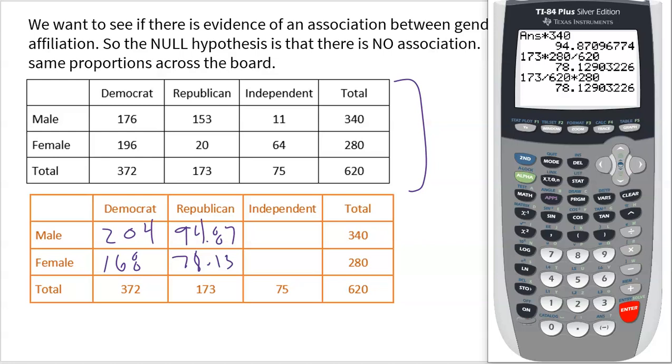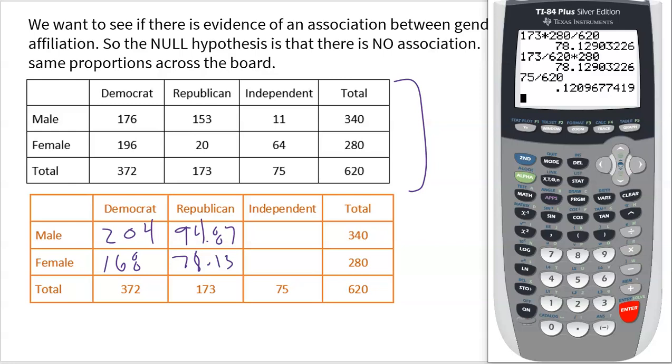All right, let's move on to independence. So again, 75 out of 620. And I typed that wrong. 75 out of 620 are independent. Again, that's about 12%. So think about what I'm saying here. If 12% of people are independent, 12% of males should be, 12% of females should be, because that would show that the null is true and that there is no association.